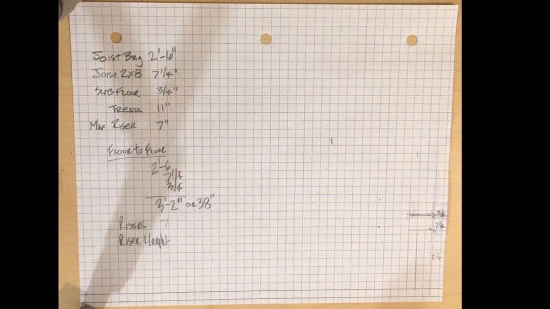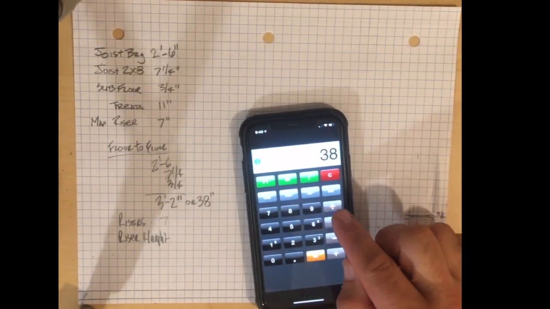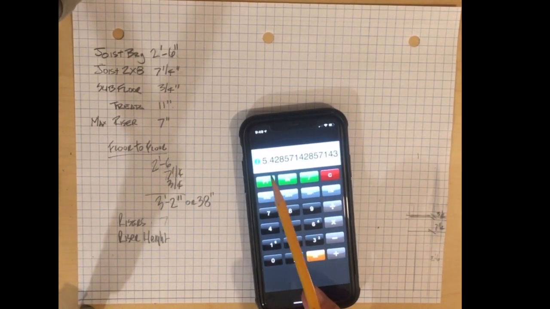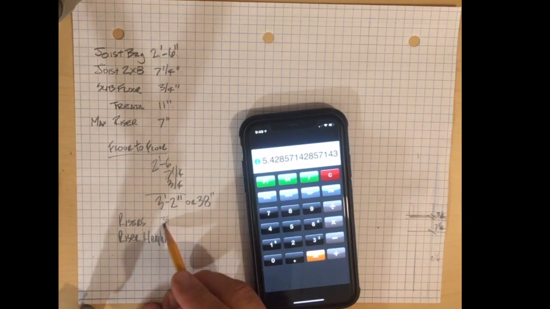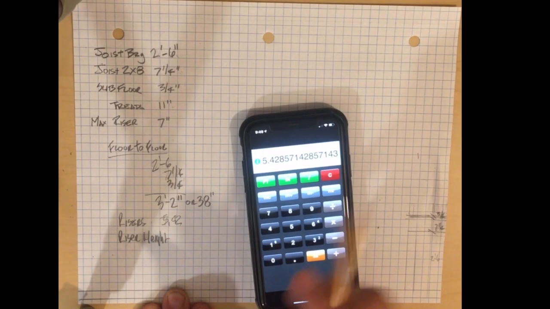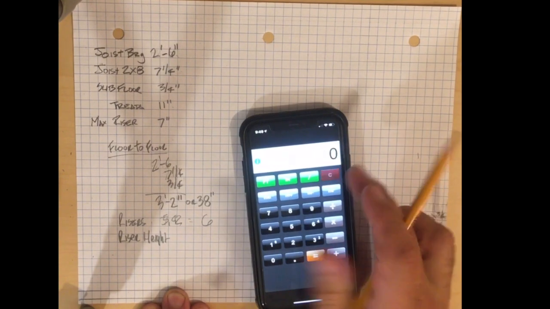The next step we want to do is figure out how many risers we're going to have. Maximum riser height is 7 inches. So if I wanted to figure out how many risers there were with a maximum height of 7 inches, I'm going to take that 38 inches, 38 inches divided by 7, which is telling me 5.42. But we can't have a partial riser, so we've got to round up to the next nearest number, so that's going to be 6. So in this example, we're going to have 6 risers.